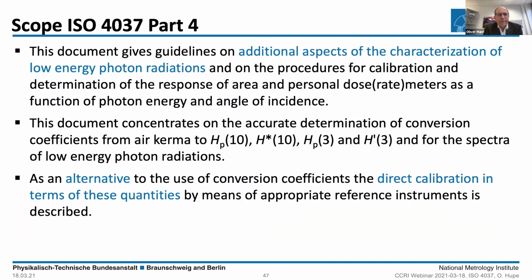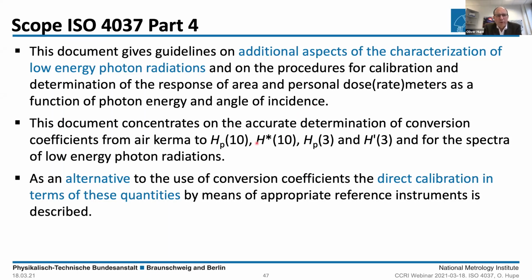As I said, part 4 will care about the low energy part, additional aspects of the characterization of low energy photon radiation, and the procedure for calibration and determination of the response of area and personal dosimeters as a function of photon energy and angle of incidence. Especially if you have a look at the angle of incidence and you go to the very low energies, then you come up with the requirements to adjust the angle of incidence with an accuracy which is not achievable anymore. So that's the reason that this part 4 mentions this again. And this starts already if you have an N-20 quality and you have 75 degrees angle of incidence. It is nearly impossible to achieve the accuracy to adjust the angle of incidence. So I invite you to have a look at part 4. There's a table with the requirements, and it's really fascinating.